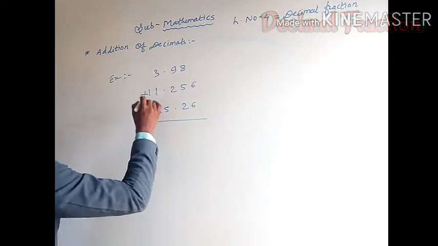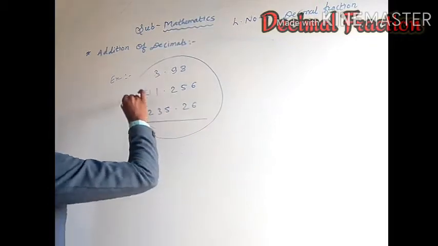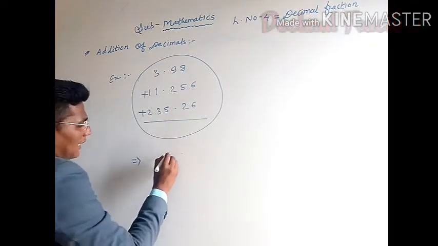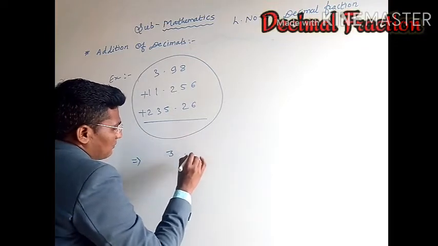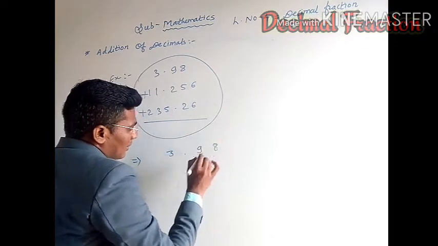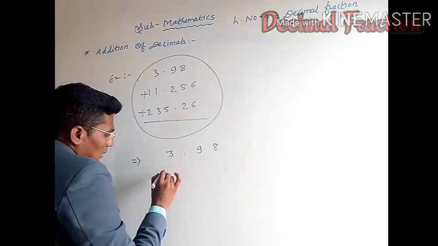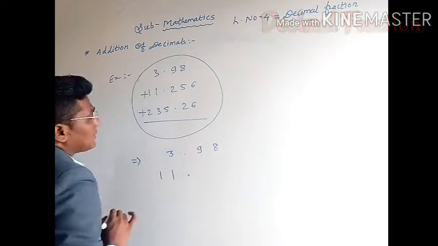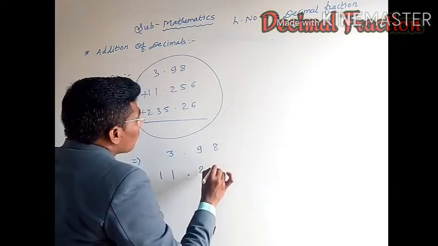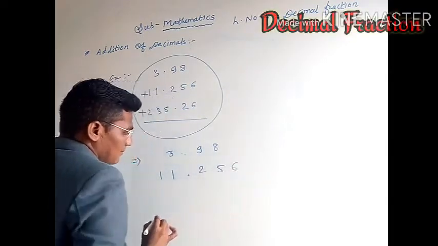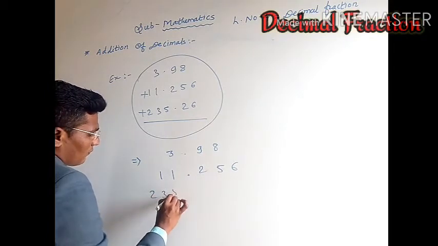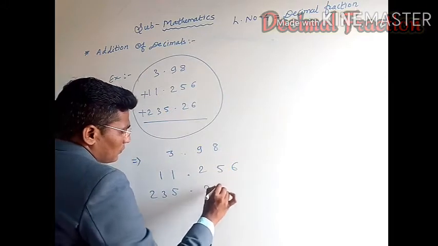So how to arrange this particular example? First of all, we will learn it. First write the first value, that is 3.98. After that, 11 point, with the points downside, then 2, 5, 6, and the next one is 235.26.